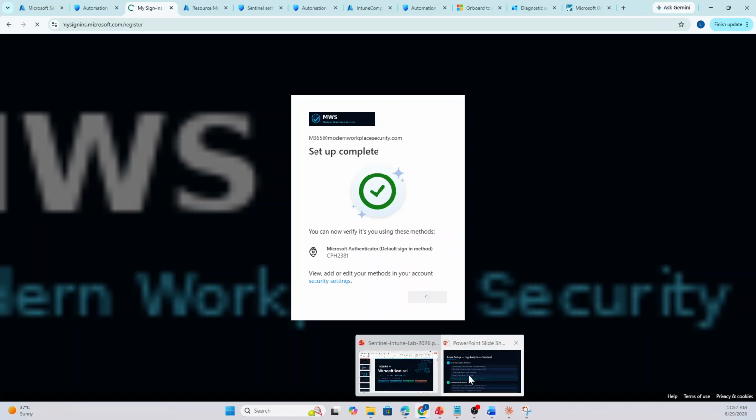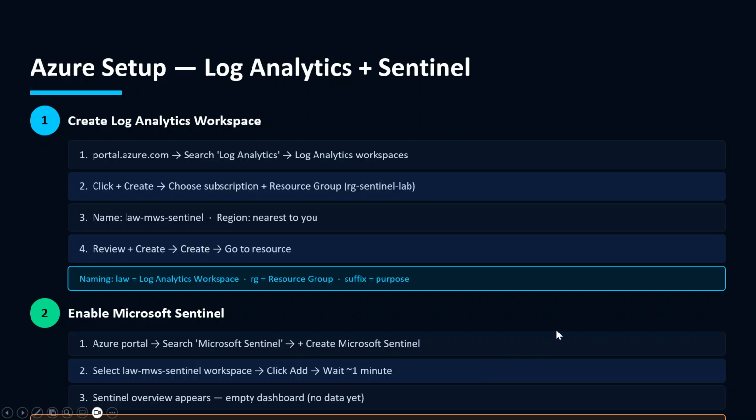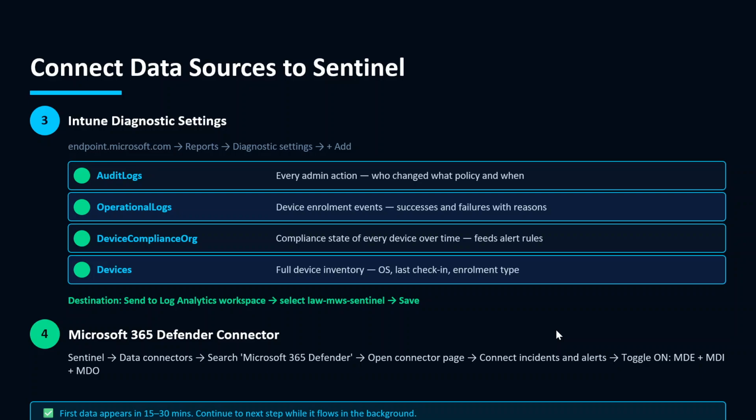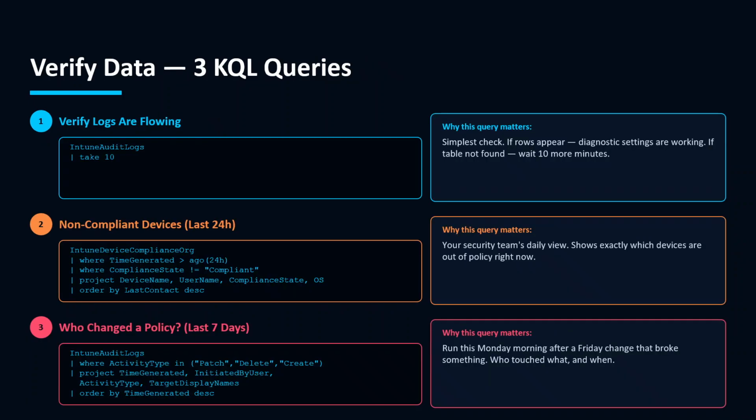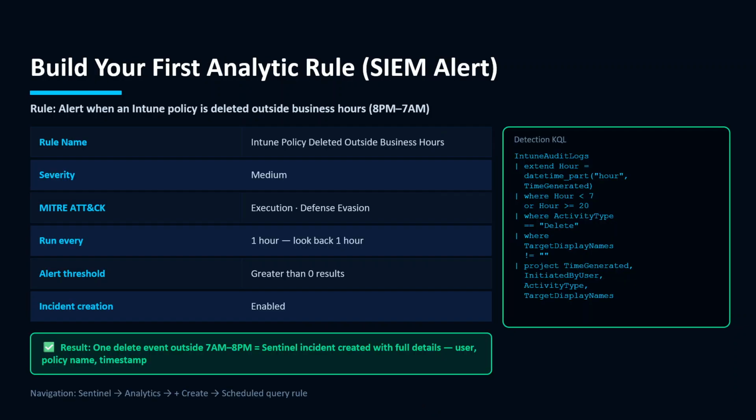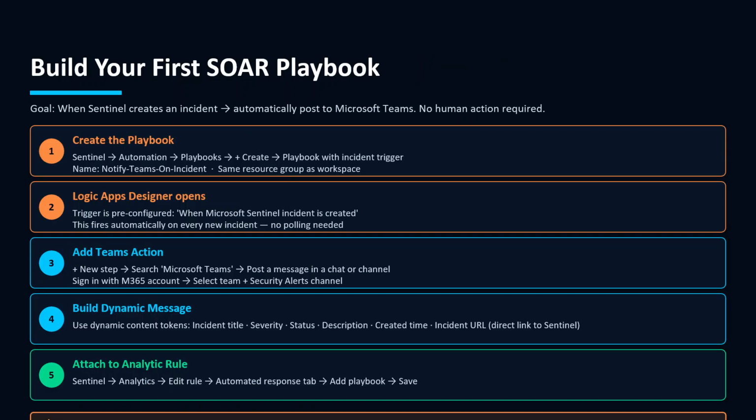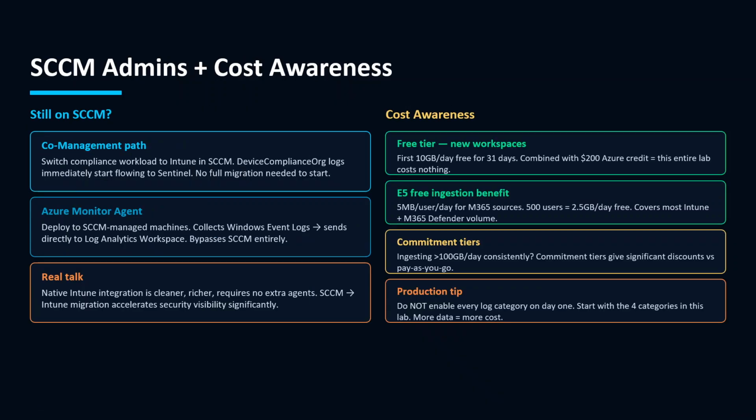Okay. So what we covered so far, right? We covered all these. We created this audit log, operation log, and I've shown you all these KQL queries. We created an alert, all these alerts. We created a playbook. So if you're still on SCCM, switch your compliance workload to Intune in SCCM. Device compliance logs immediately start flowing to the Sentinel. No re-enrollment, no full migration is needed. So that you can also monitor those on-prem SCCM device logs here.